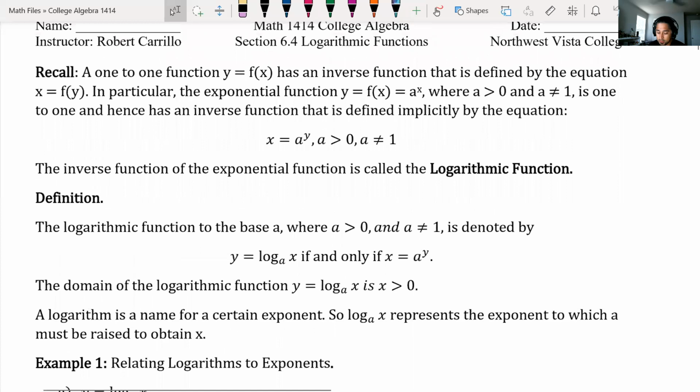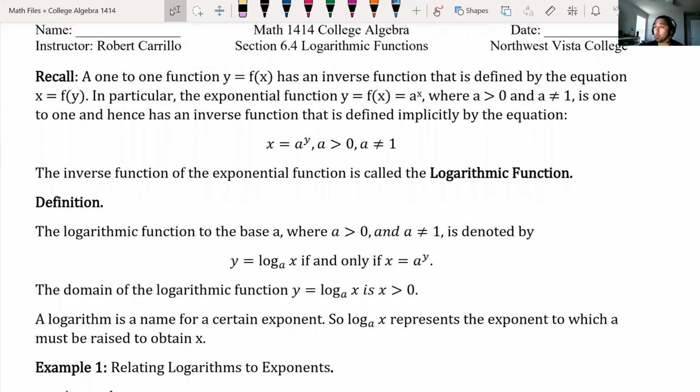Okay, so today we cover logarithms. Last class, we learned about exponential functions, and we learned that exponential functions were one-to-one. Well, if you are a one-to-one function, this means you have an inverse, and the inverse of the exponential function happens to be the logarithmic function.